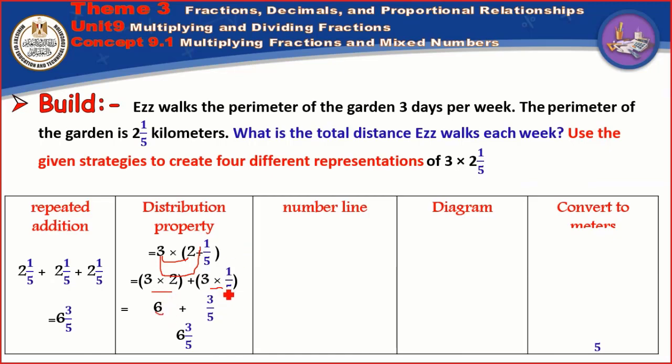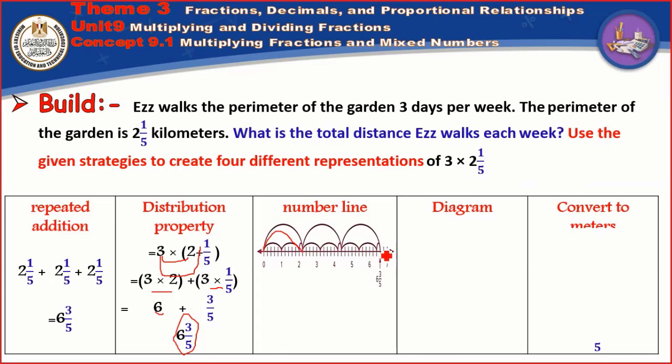3 times 5th equals what? 3 fifths. Okay, so the answer is 6 and 3 over 5 also. Now let's use the number line together. We will draw a number line and repeat 2 kilometers 3 times. Let's start: 2 kilometers, 4 kilometers, 6 kilometers.